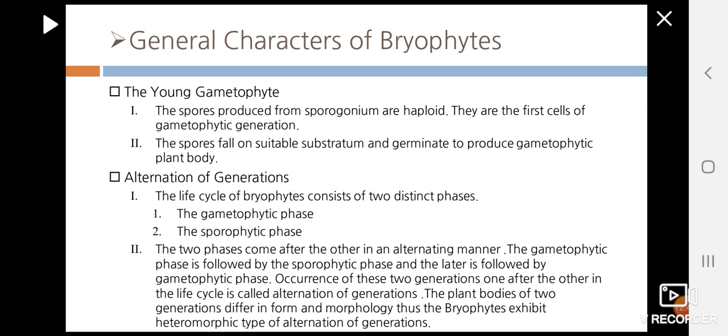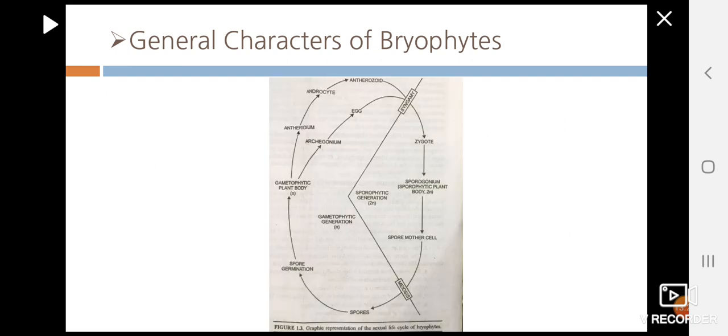The plant bodies of the two generations differ in form and morphology. Thus, the bryophytes exhibit a heteromorphic type of alternation of generations. Heteromorphic, as the name indicates, means that these two types of plant bodies, gametophytic and sporophytic, look morphologically different. That's why we say that the alternation of generations is of the heteromorphic type. Now, next, life cycle.